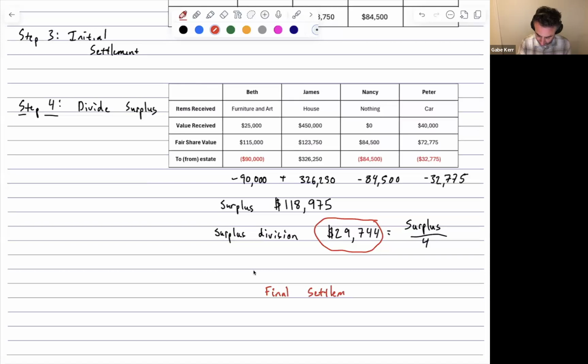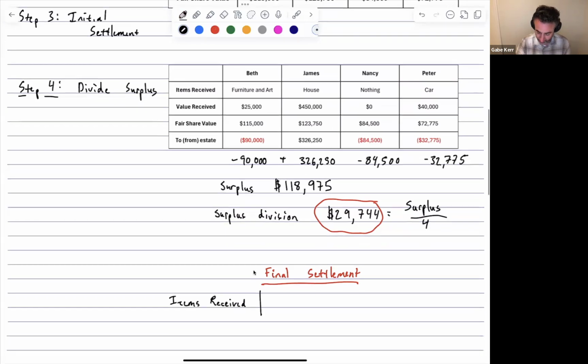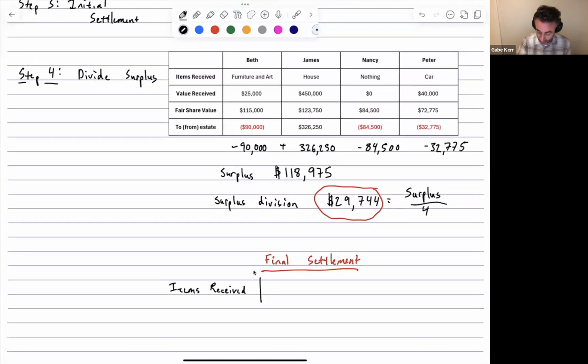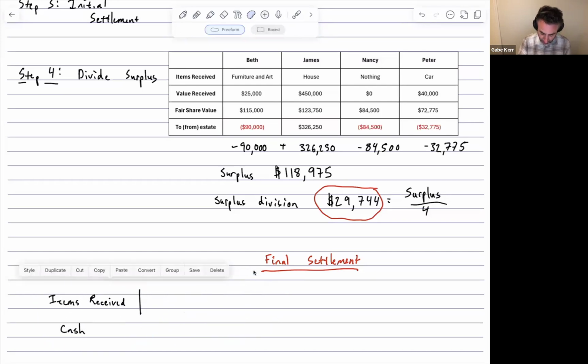what we'll do is we'll take the item received, we'll write this down, and we're going to add whatever has been received from the estate, and we're going to add this surplus to this divided surplus. So we'll look at the items received and the cash, and we'll see how that gets distributed. Let me move this over and give myself a little more room.